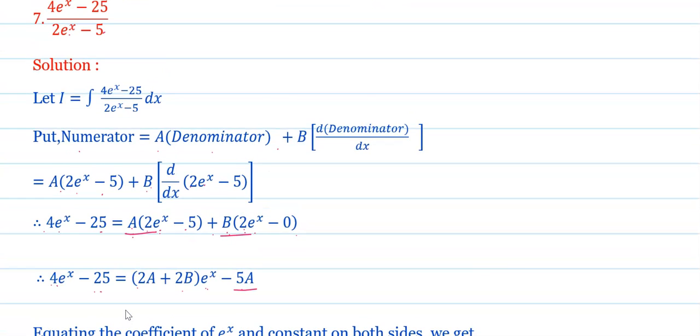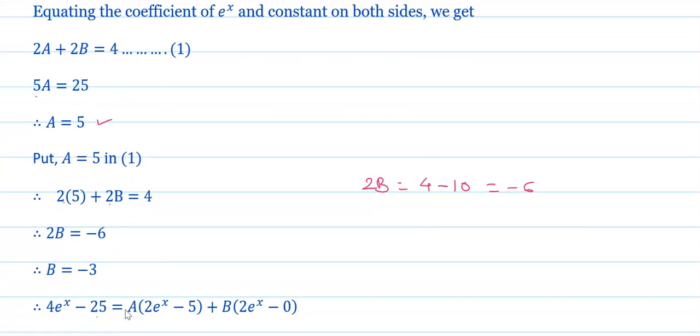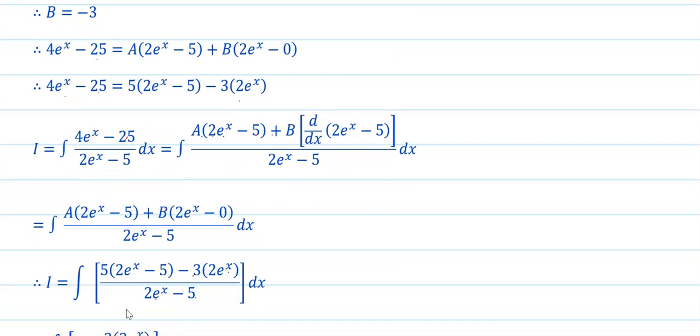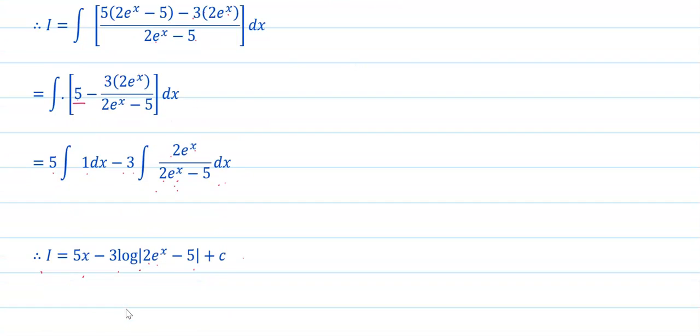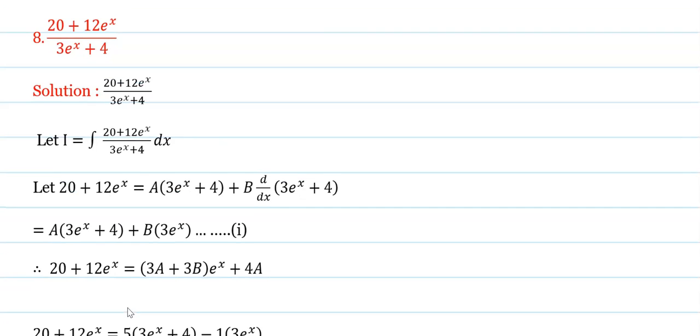It is the same form: numerator is equal to a into denominator plus b into derivative of the denominator. Okay. Now the next problem, problem number 8: integral of (20 + 12e^x) upon (3e^x + 4).